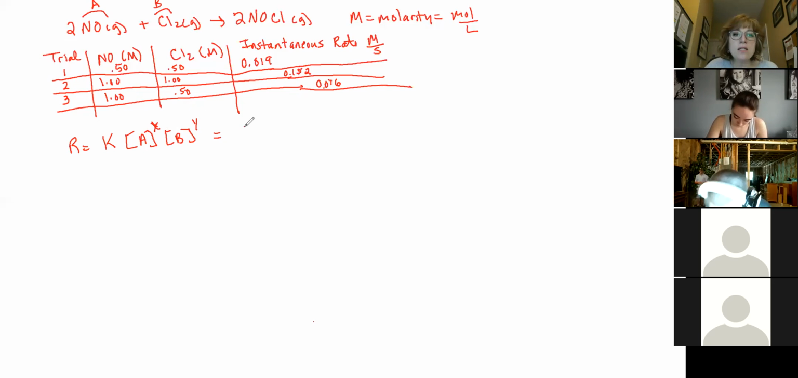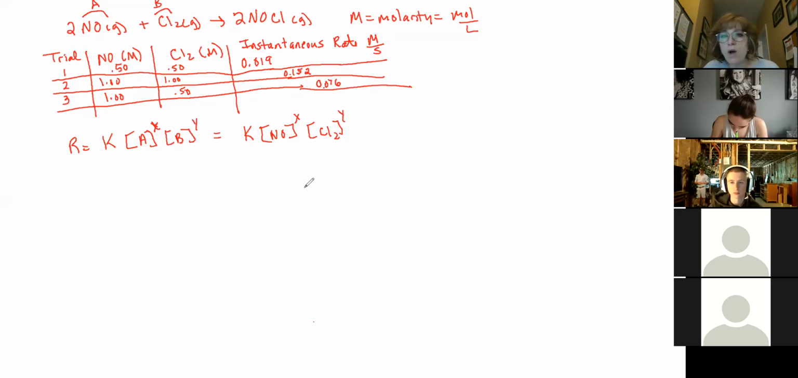So it's going to be a constant times the concentration of nitrogen monoxide to the X power times the concentration of chlorine to the Y power. And so we have to figure out those X and Y's, right? Now, those X and Y's do not correspond to the coefficients. So these coefficients are not X and Y. We have to calculate X and Y. That will be different in the next chapter that we do, and you'll be relieved when we get there. But for right now, we have to calculate the X and the Y.